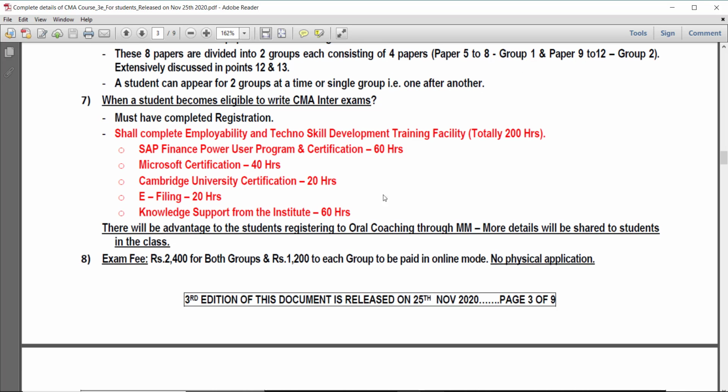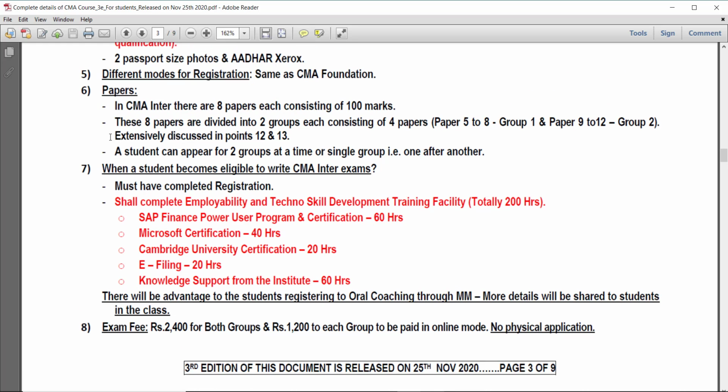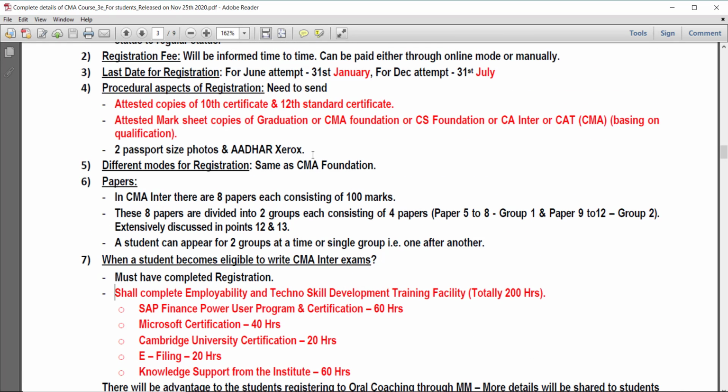Okay. So when a student becomes eligible to write the CMA Inter exams, he must have completed registration to the CMA Inter course. When can you say that you have completed registration to the CMA Inter course? If you have satisfied all these conditions. If you have satisfied all these procedural aspects of registration, then you are said to have completed registration to the CMA Inter course, right?